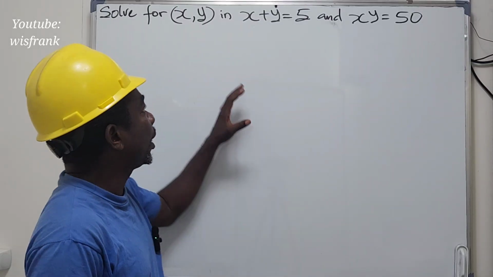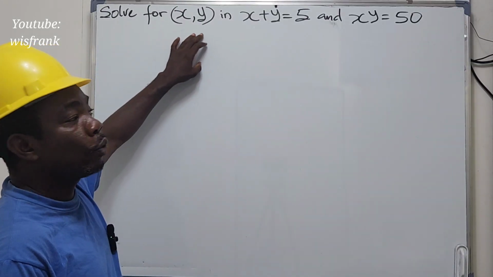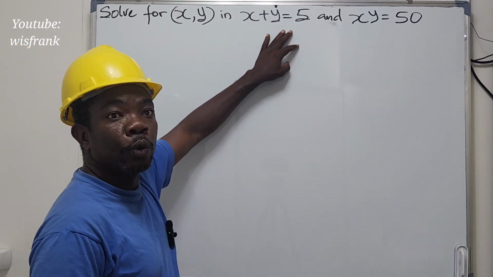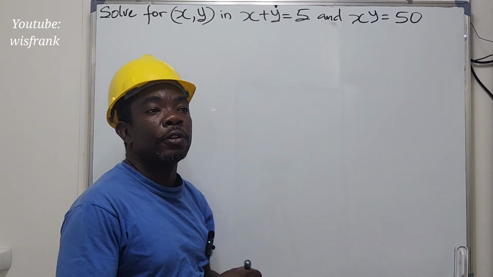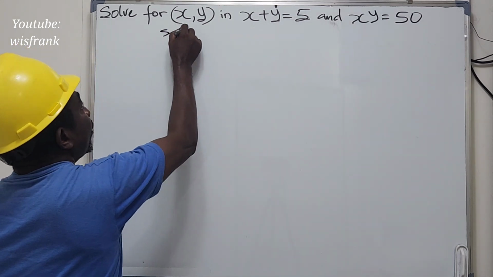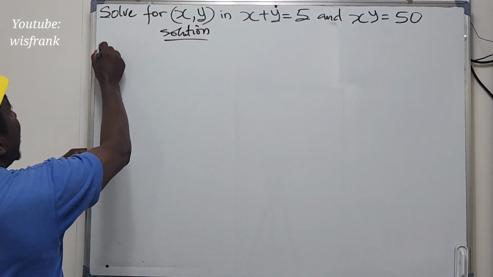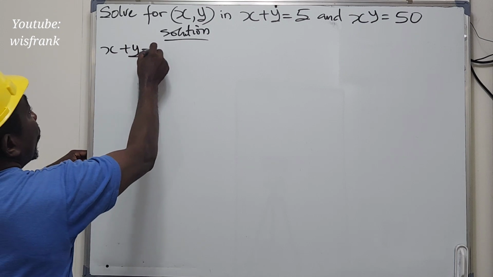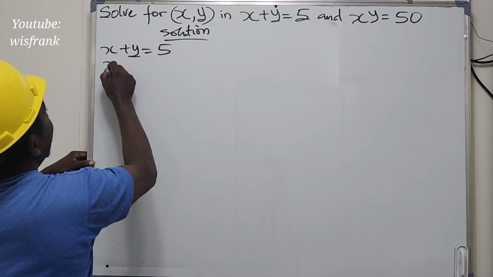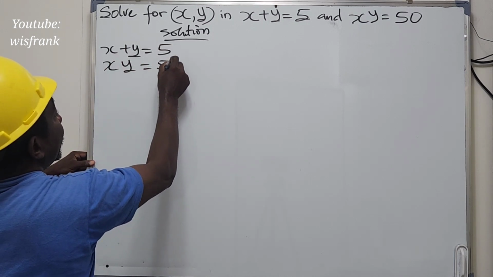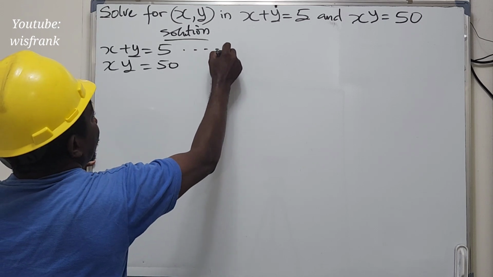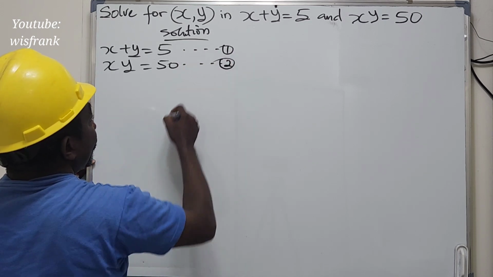For today, we are looking at this question that says: solve for x and y in x plus y equals 5 and xy equals 50. So we are going to solve for the values of x and y from the given equations. We are given x plus y equals 5 and also xy equals 50. Let's call this equation 1 and let's call this equation 2.